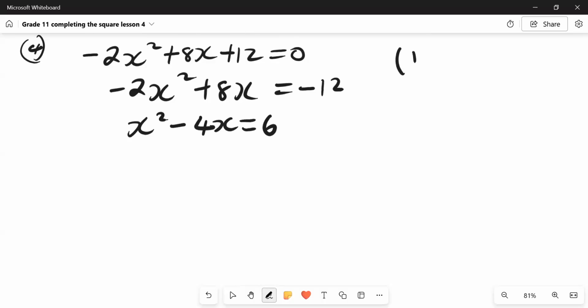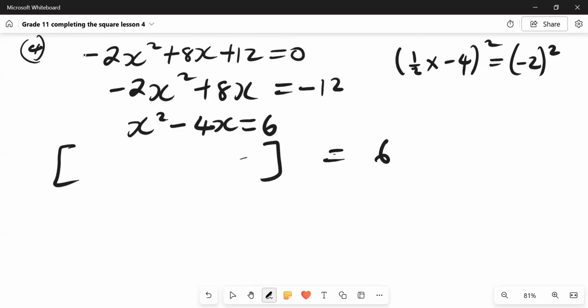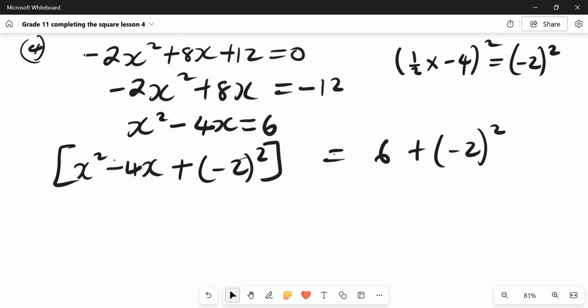Then introduce half: 1 over 2 times negative 4 all squared, and this will give us negative 2 all squared. And then from here you introduce your brackets, equals 6 plus negative 2 all squared, x squared minus 4x plus negative 2 squared. And then from here, this will give us x minus 2 all squared is equal to 10.